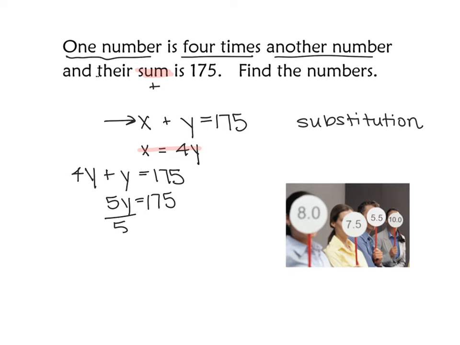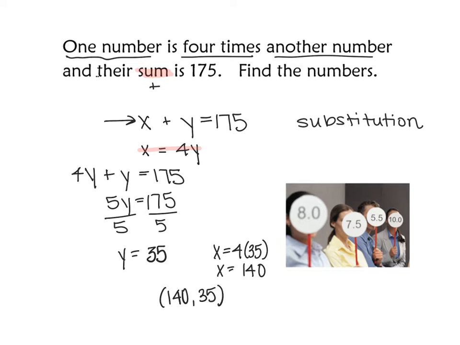I divide both sides by 5, and I get that y is 35. I still need x, so I'm going to have to plug it back in. I'm going to plug it back into the second one that I highlighted just because I think it's a little easier. So I'm just going to plug in y. So I have 4 times 35, which gives me an x value of 140. So in this case, my two numbers are 140 and 35.